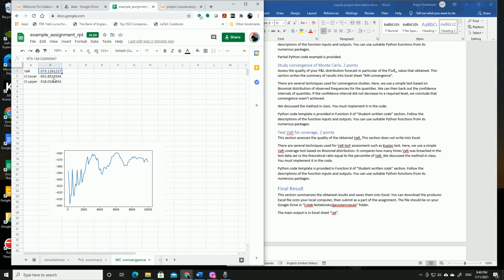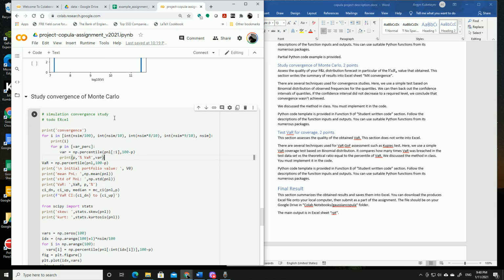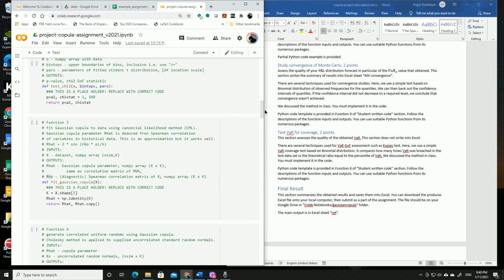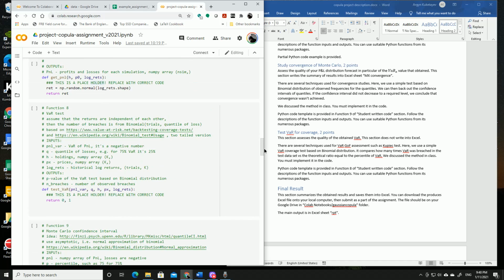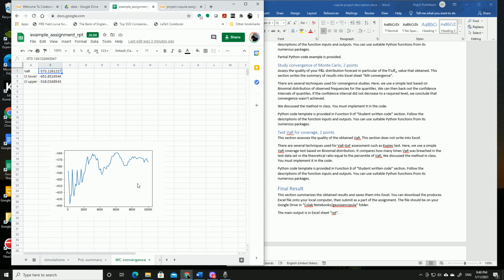So approximately in a test data set we should see 25% of the time the loss is greater than 573, right? Because it's a 75 percentile loss. So it's almost like a literal comparison. And that's what we will do in a coverage test. And that turned out to be function number 8, right? So there's a bunch of parameters you have to produce, and in the output you will have a p-value of this test plus the number of breaches. So let's actually take a look at the output of this test.